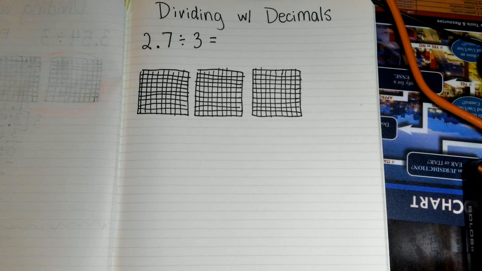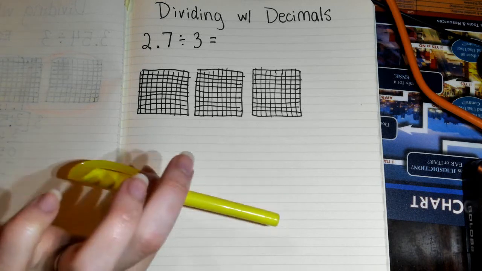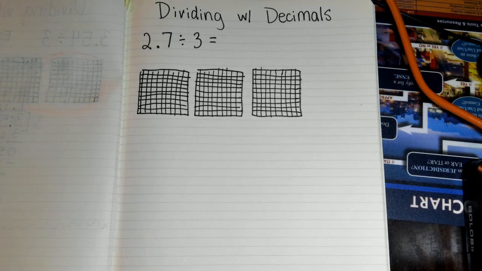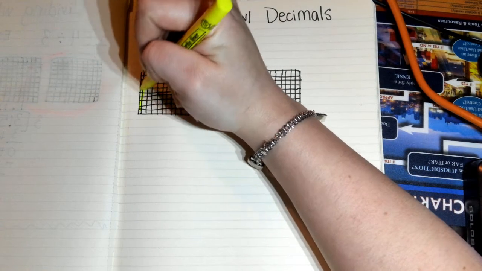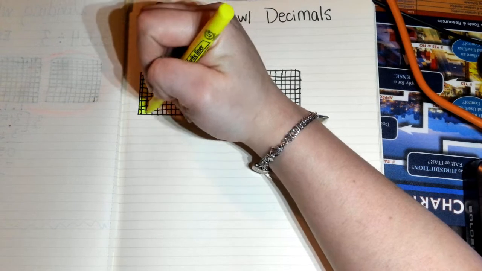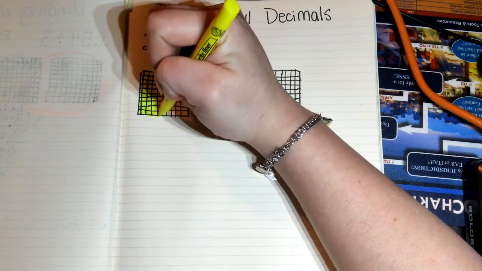That's okay. What I'm going to do is I'm going to take a different color. I'm going to use yellow, a yellow highlighter. If you've got a highlighter, that's great. If you don't, oh well. I'm sure you've got a crayon laying around somewhere, a colored pencil. Anything like that will work. And we're going to color in our 2 wholes and 7/10.